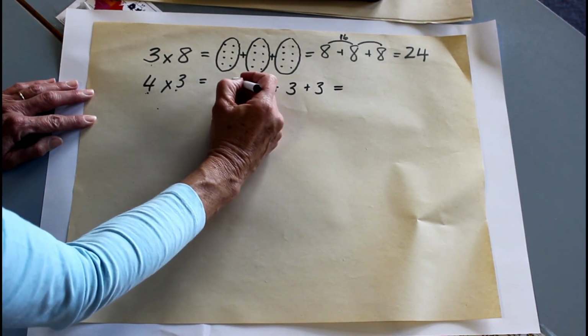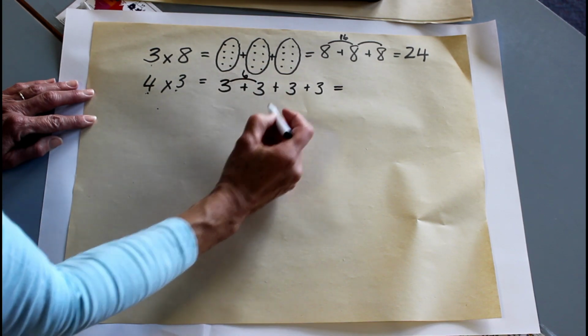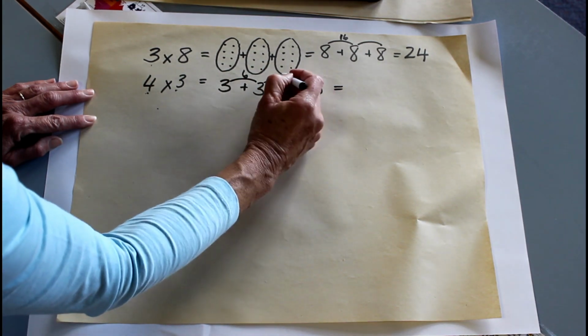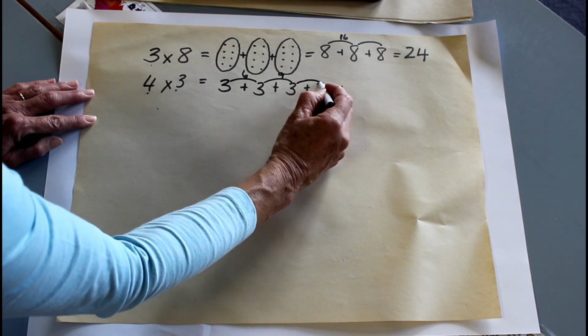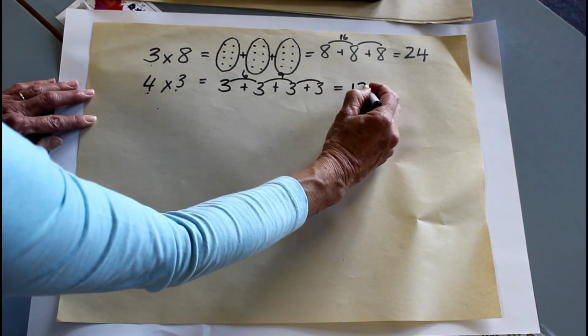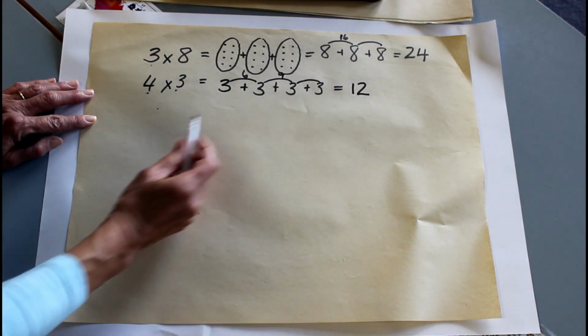What's 3 plus 3? 3 plus 3 is 6. What's 6 plus 3? 9. What's 9 plus 3? 12. So I know that 4 times 3 is 12.